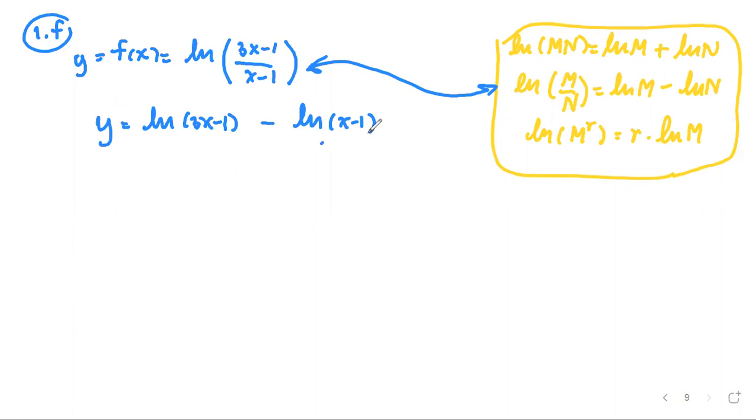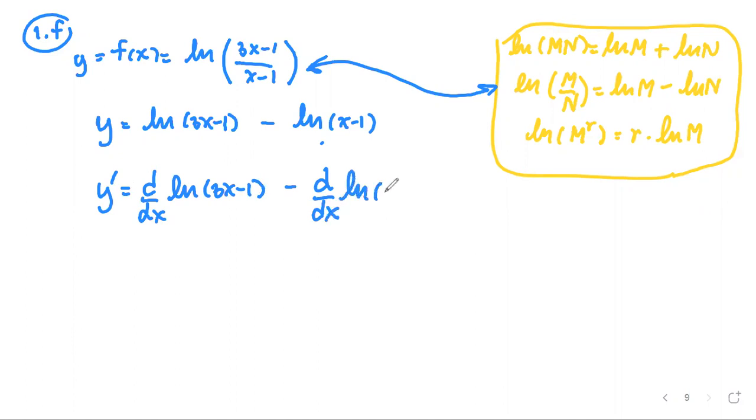Next, when you find the derivative, you do not have to do anything with the quotient rule because you are out of the quotient form. You just have to deal with the difference of the two logs. Okay, next step, we're going to find y prime. y prime is the derivative with respect to x of the natural log of 3x minus 1, subtracted by the derivative with respect to x of natural log of x minus 1.